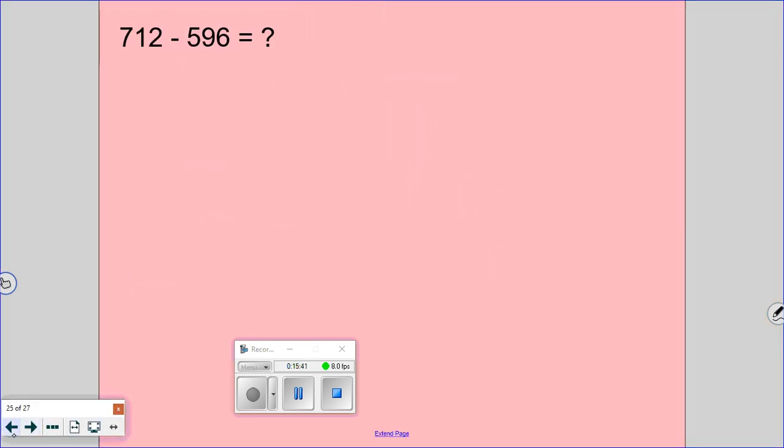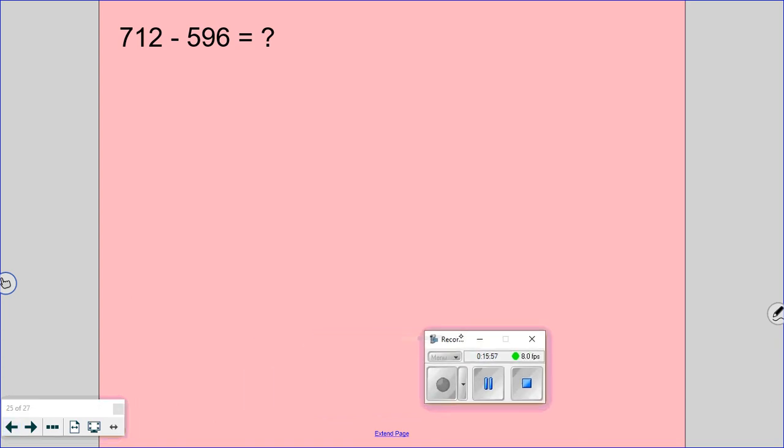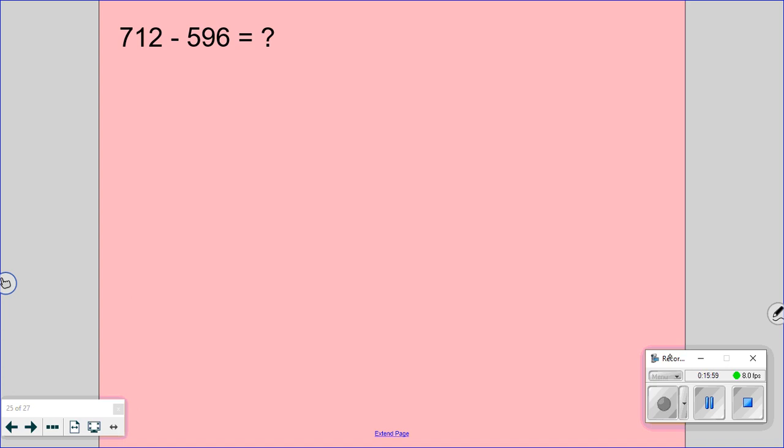Go ahead and write this equation. You can do it on the next blank page if you need to. If you have space, you can do it under. We have the equation 712 take away 596. We know that we're going to start with 712. That's what I'm starting with. If it's in this first position, that tells me that's the total, not because it's the bigger number.